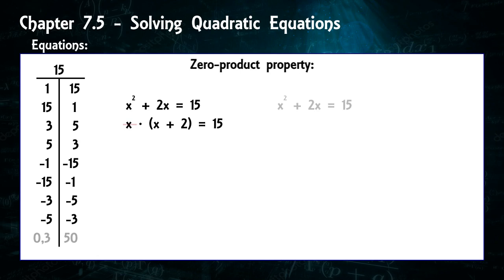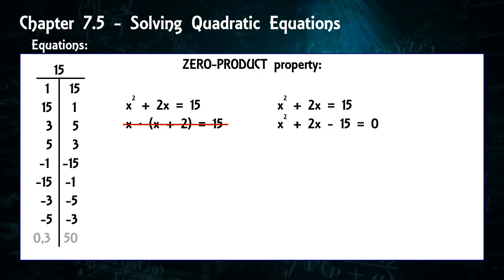So, to solve x squared plus 2x is 15, we first need to make sure that the right-hand side of the equation is set to 0. We subtract 15 from both sides to receive x squared plus 2x minus 15 is equal to 0. And instead of looking for a common factor, we are now going to turn this trinomial into a binomial.